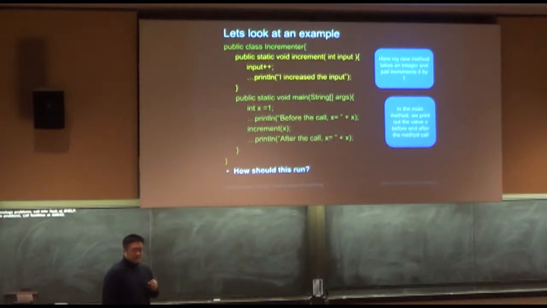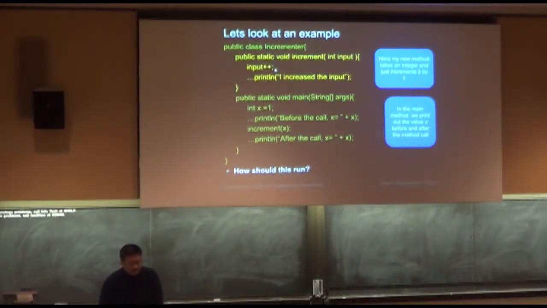Okay, so let's look at this example here. This is about as simple an example as I can make. So we have a really simple class. I'm not showing you the class structure. We have a main method in the class which declares an integer variable called x, and we print out the variable x before the call. Then we run this method called increment, and then we print out the value after the call.